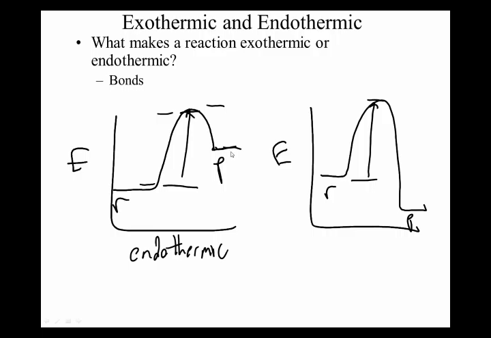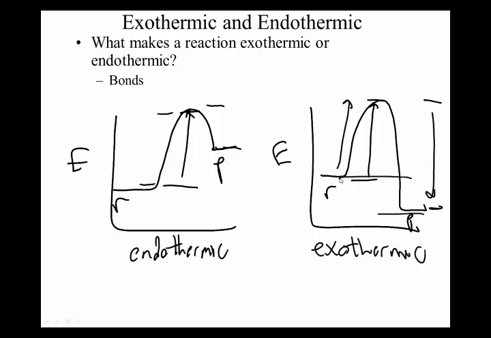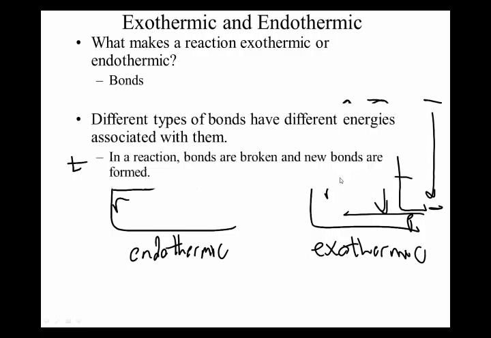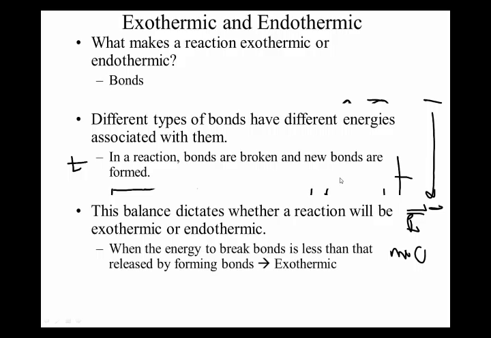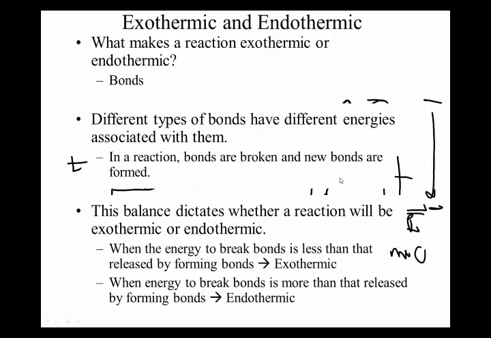The opposite here is true, right? I get back more energy than I had to put in. So this is exothermic, right? The difference in this energy, this is how much energy I get back, this is how much energy I have to put in, right? So this balance between the broken and new bonds dictates whether it's exothermic or endothermic.